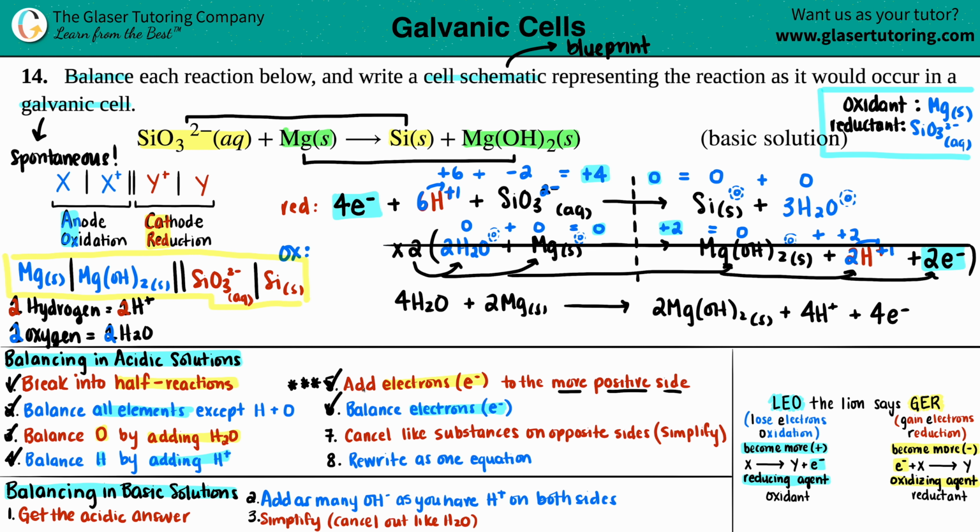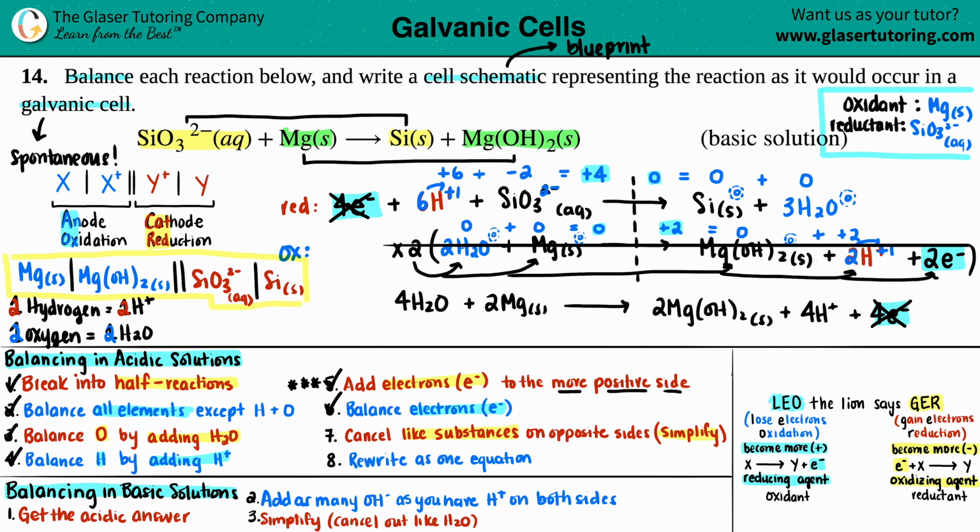Now step 6 is done. We're almost at the end of the acidic answer. Now we want to cancel out the like substances. What you're basically doing is just simplifying. So I had the 4 electrons on the one side, I had the 4 electrons now on the other side. They cancel. Goodbye.